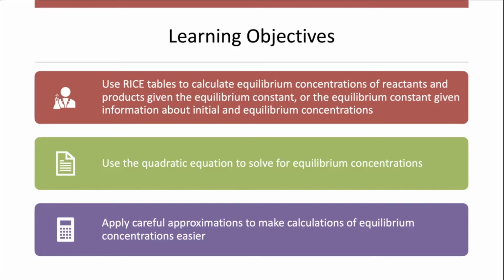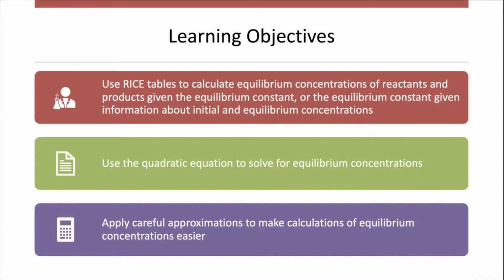I'm going to talk to you today about using RICE tables to calculate equilibrium concentrations. This is a strategy that we're going to use when we know that a reaction will come to an equilibrium, but we don't know the equilibrium concentrations. We only know the initial concentrations. And if we know the equilibrium constant, we can still find the equilibrium concentrations.